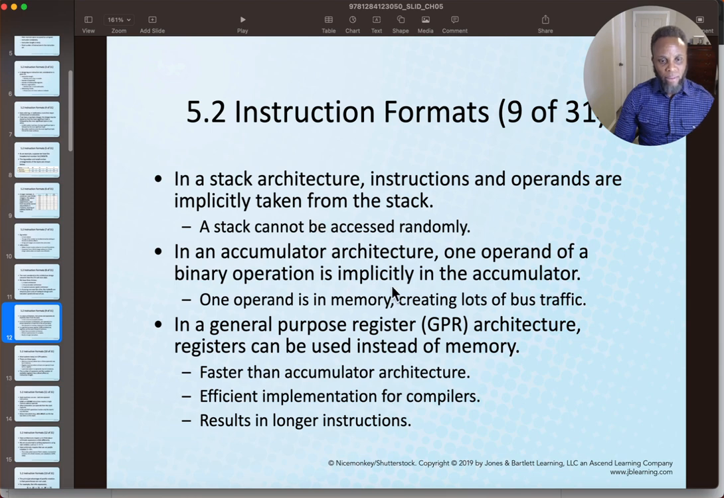And then the other one is the accumulator architecture. You can only have one operand of a binary operator implicitly in the accumulator, and one operand is in memory. So again, read through this, but there are trade-offs. If you're using a stack, if you're using an accumulator, or if you're using a bunch of general purpose registers to store data, there are trade-offs with each of these different ways to store data in the computer.